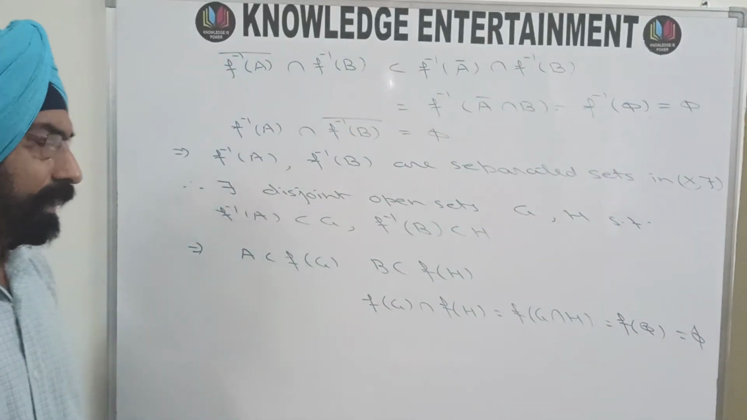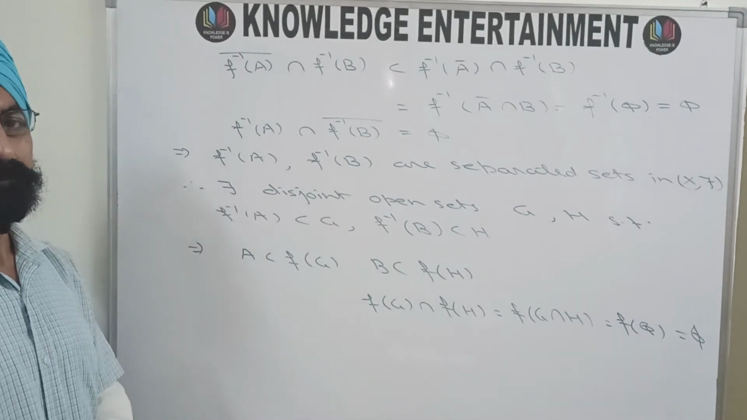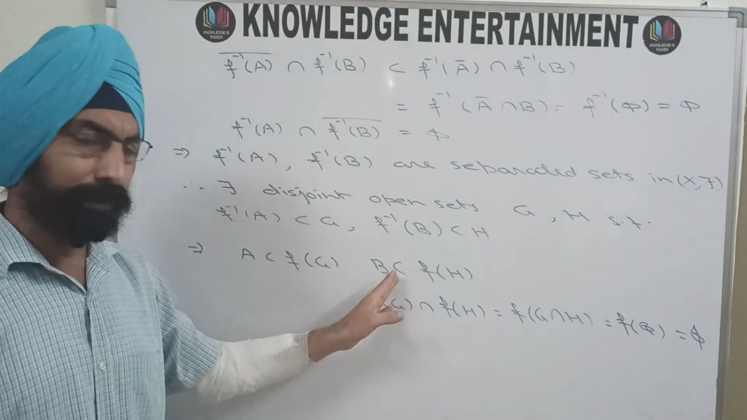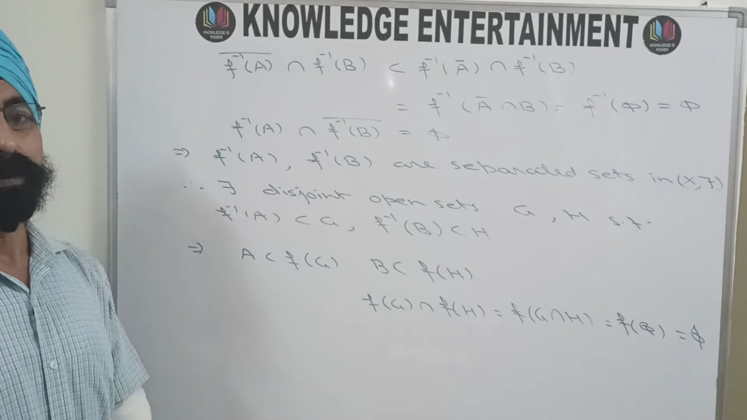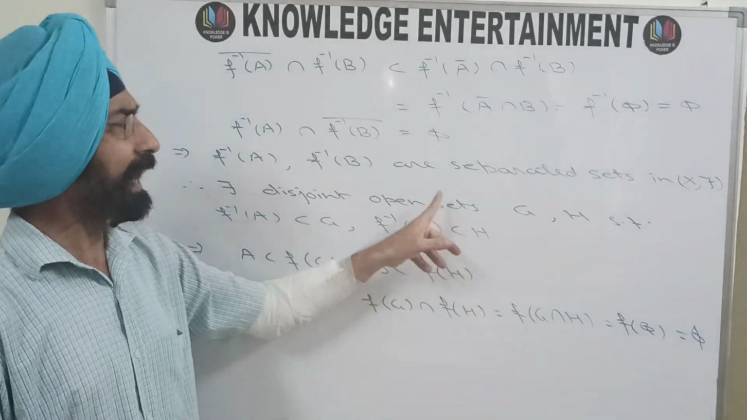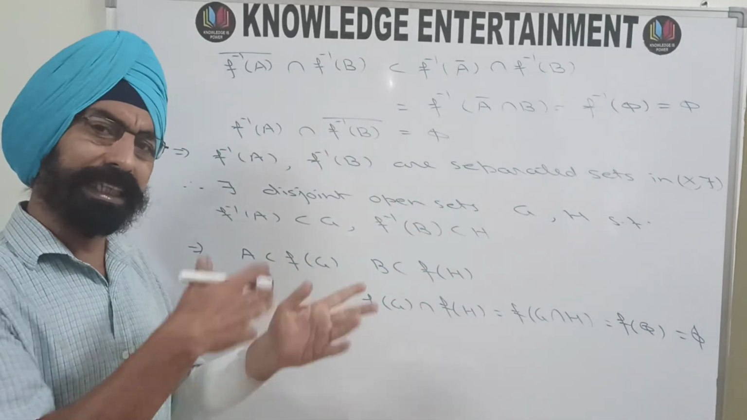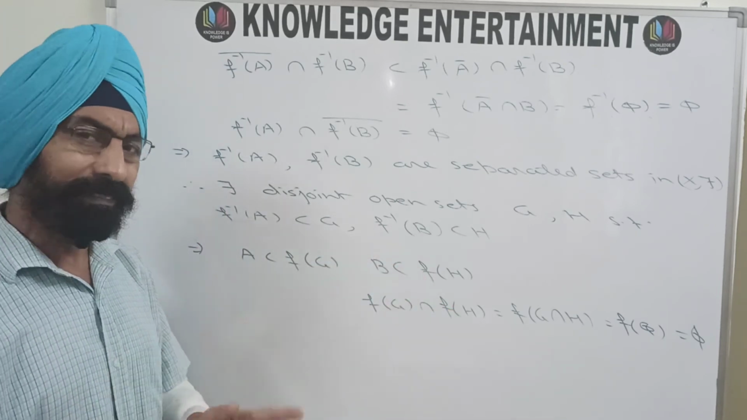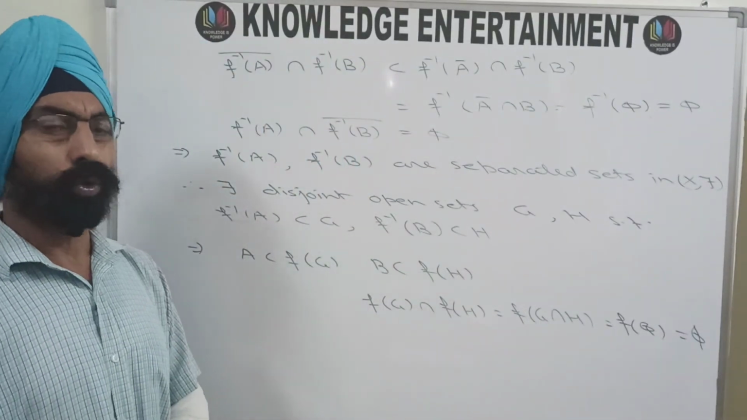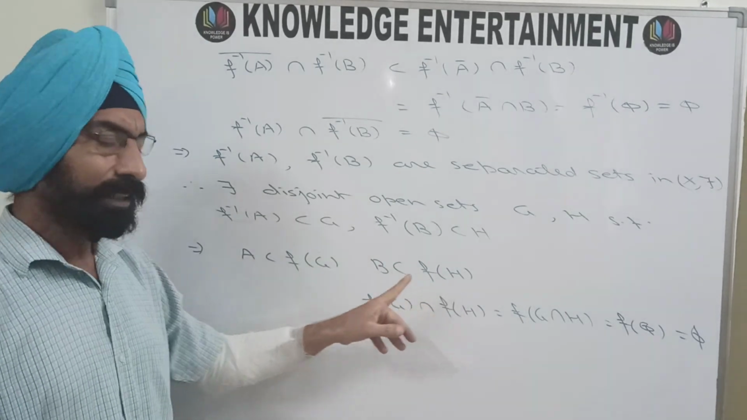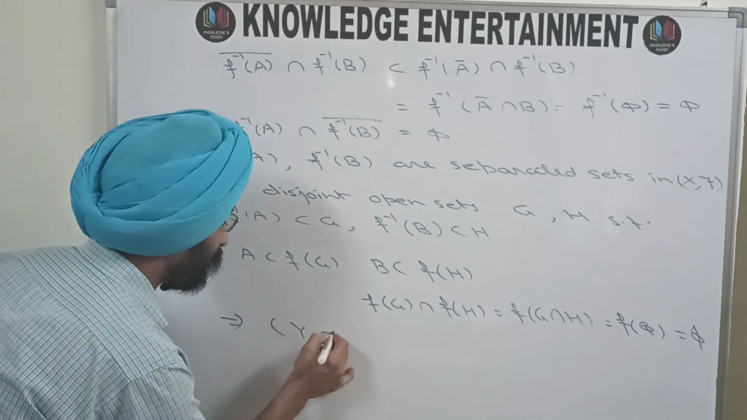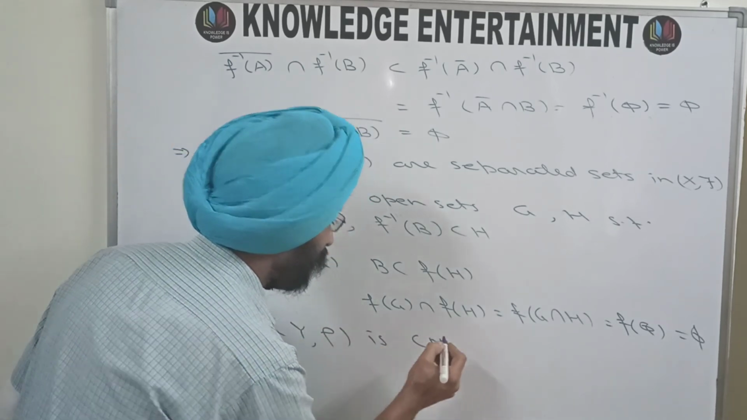So from where you have started, you have taken a pair of separated sets in Y, namely A and B, and now you have obtained a pair of disjoint open sets. Why open sets? Because G and H are open sets and the map f is also open. So that means f(G) and f(H) are open in Y. So you have a pair of disjoint open sets f of G and f of H containing the separated sets A and B, and this implies your space (Y, ρ) is completely normal.